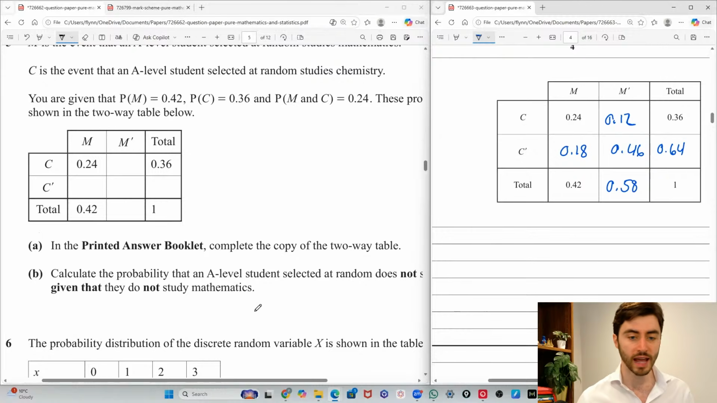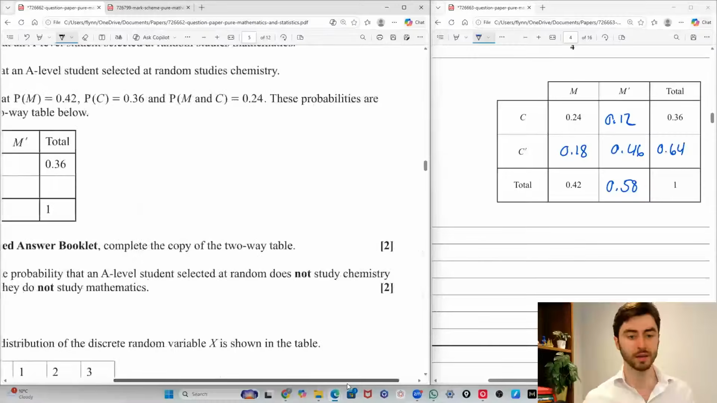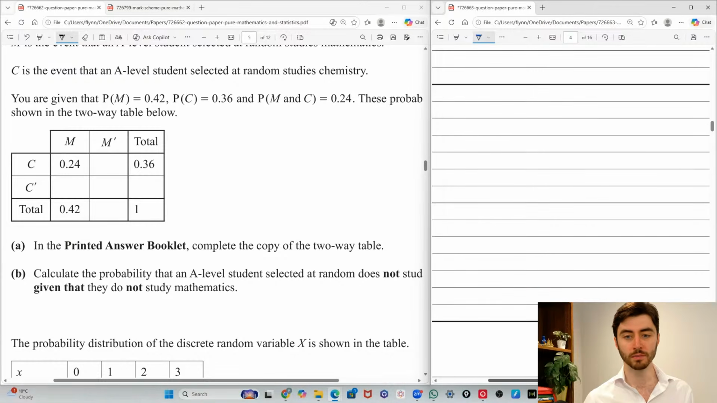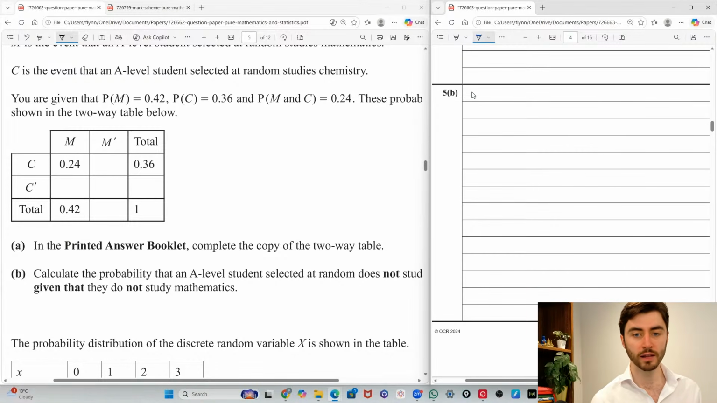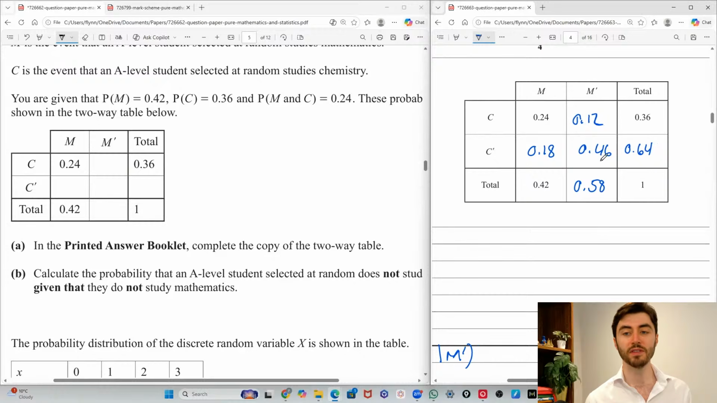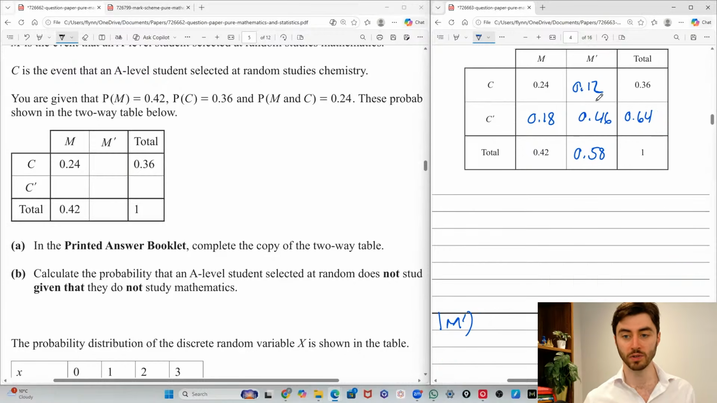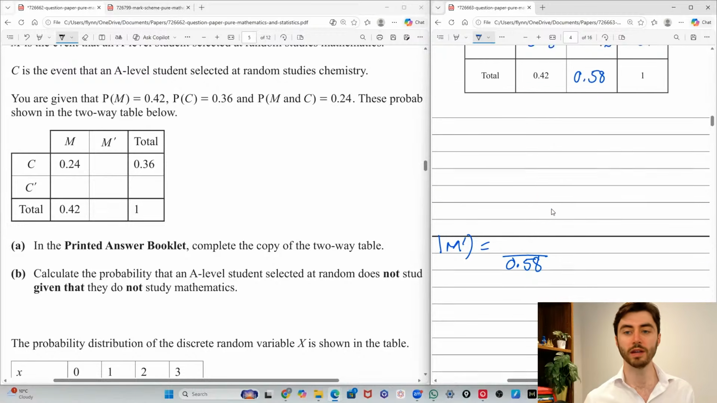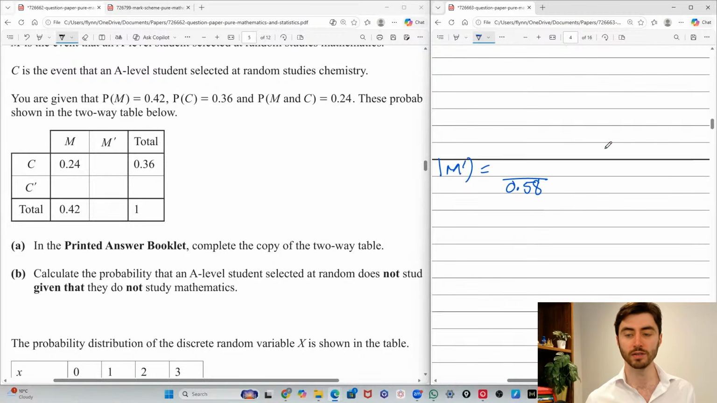Calculate the probability that an A-level student selected at random does not study chemistry. So I'm just going to write this out kind of in symbol form. So for 5B, find out the probability that they do not study chemistry, given that they do not study math. Given that they do not study math means that out of these people that don't do math, so out of the 0.58, how many do not do chemistry? That is 0.46.